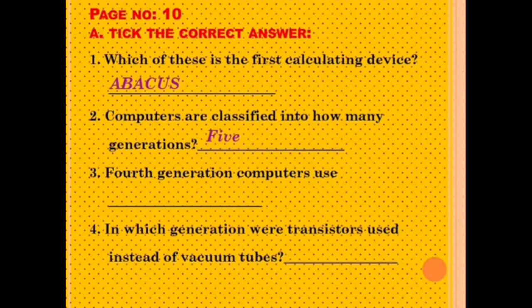The next one, fourth generation computers use what? Artificial intelligence or integrated circuits or microprocessor? Yes, microprocessors. The next one, in which generation were transistors used instead of vacuum tubes? First, second or fourth? Yes, it is the second generation. Okay, note it down.